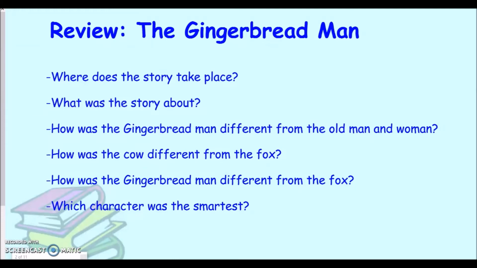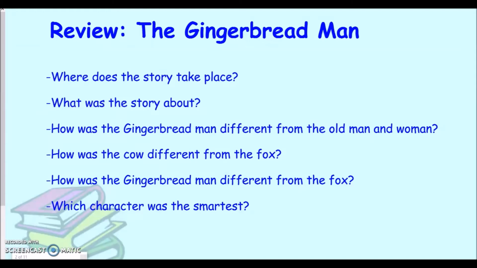Okay, Caleb, what's another difference you could tell me? That's very good. The gingerbread man was faster than the old man and woman. He was faster than quite a few of the animals, actually. Okay, now, how was the cow different from the fox? Okay, Adrian, how was the cow different from the fox? The cow was slower than the fox, that's correct. And he's a different animal. That's a very good point. He was a different animal. Anything else? The cow wasn't as smart as the fox. That's a very good point.